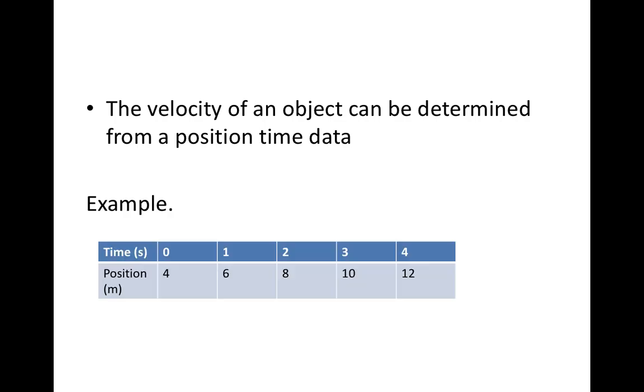For example, the following was position time data for an object moving at constant speed. So you can see here at 0 time, the object is at 4 meters. After 1 second, it's at 6 meters. After 2 seconds, it's at 8 meters. So it's going up by 2 meters every second. That means the speed is 2 meters per second. It's increasing its displacement by 2 meters every second.